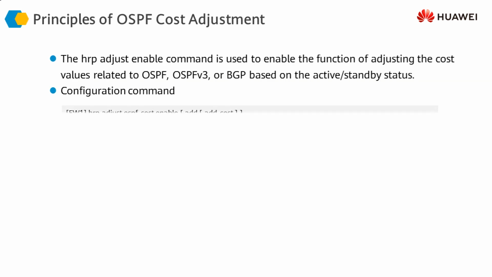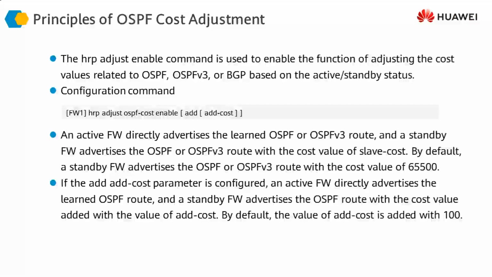Similarly, another important feature which we can use is the OSPF cost adjustment. This means that if a firewall is connected directly to the routers, and if there is a switchover from the active to the standby firewall, we want to make sure that the return path of the traffic does not use the previously active firewall, and that the return traffic is also forwarded towards the standby firewall.